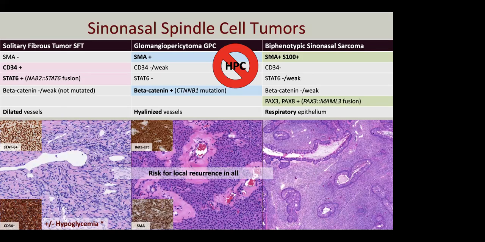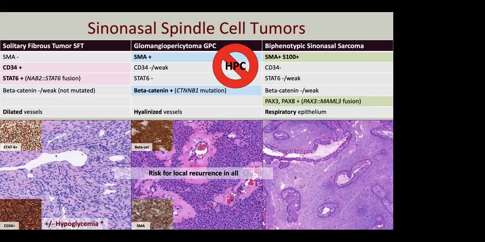Biphenotypic sinonasal sarcoma, meaning with neural S100 and myogenic SMA differentiation. They have PAX3-MAML3 fusions and can sometimes aberrantly express PAX8 in the stromal neoplastic cells. They often have this downward proliferative respiratory epithelium that is thought to be non-neoplastic, but just induced by the tumor. We do not use the term hemangiopericytoma anymore in any anatomic site, although you may hear the vessels of an SFT being referred to as HPC-like, because that's what this tumor used to be called.